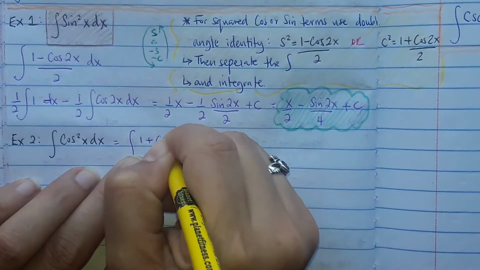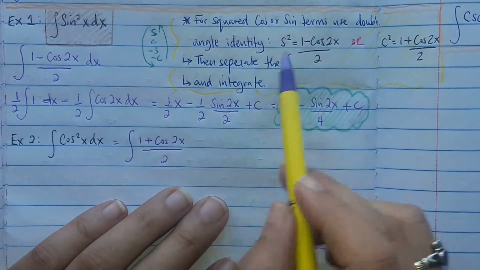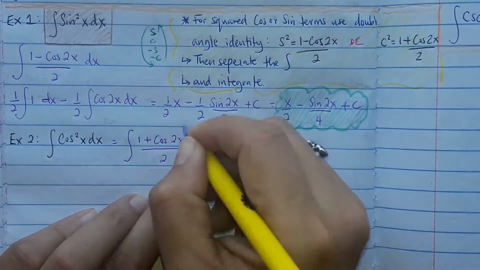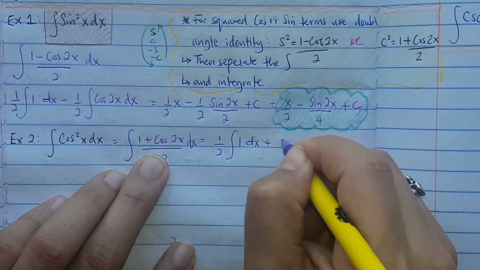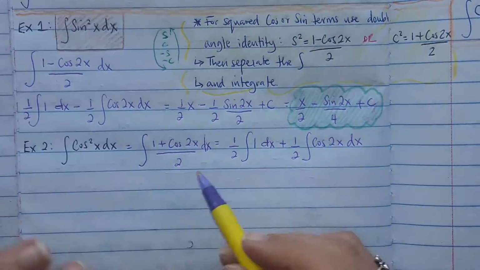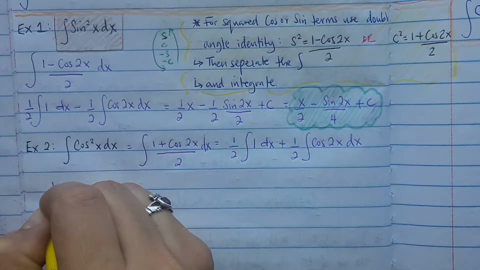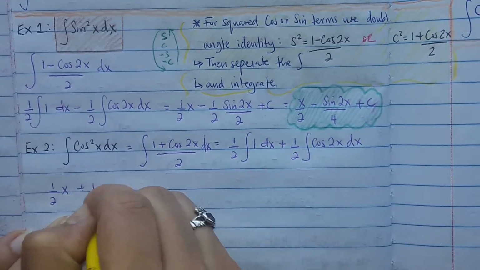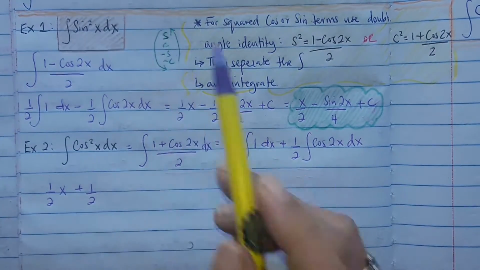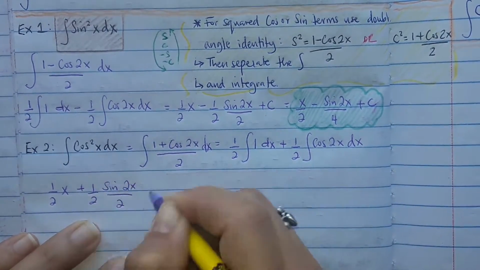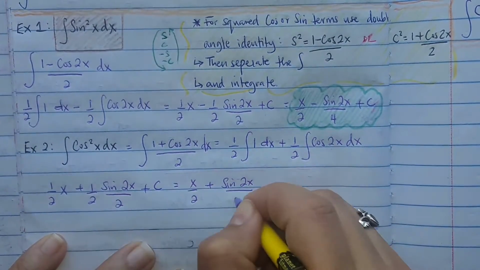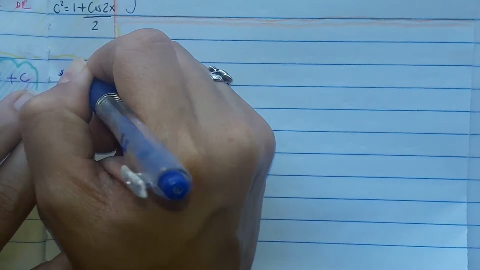Again, replace it with a double angle formula. Separate the integrals, so 1/2 integral of 1 plus, that's the difference between sine and cosine, 1/2 integral of cosine 2x dx. Alright, then integrate. Integrate 1, you're going to get 1/2 x plus integral of cosine 2x. Again, cosine is going to become sine, so 1/2 sine 2x over 2 plus c. Alright, let's make it neat. x over 2 plus sine 2x, and combine the denominators, 4, plus c. So that's pretty much it.